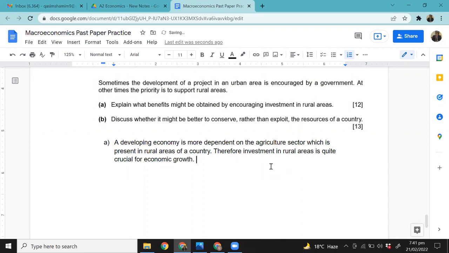So if agriculture is contributing a big chunk in your GDP, then you need to invest in rural areas because that's where the agriculture sector is present, right? And obviously, when your agricultural output increases, that will help in achieving a higher GDP growth rate, higher economic output, and all that, right? Then, apart from that, what other benefits can you think of, right?